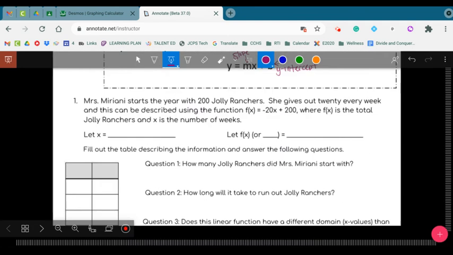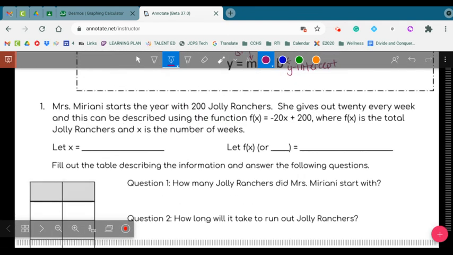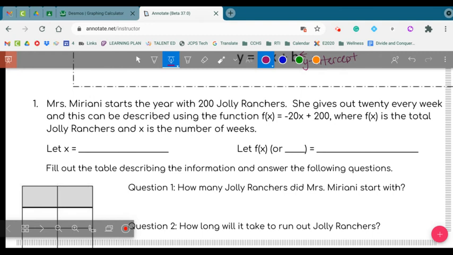Okay, so let's go through our first word problem. It says Mrs. Mariani starts the year with 200 Jolly Ranchers. She gives out 20 every week, and this can be described as the function f of x equals negative 20x plus 200, where f of x is the total number of Jolly Ranchers, and x is the number of weeks.